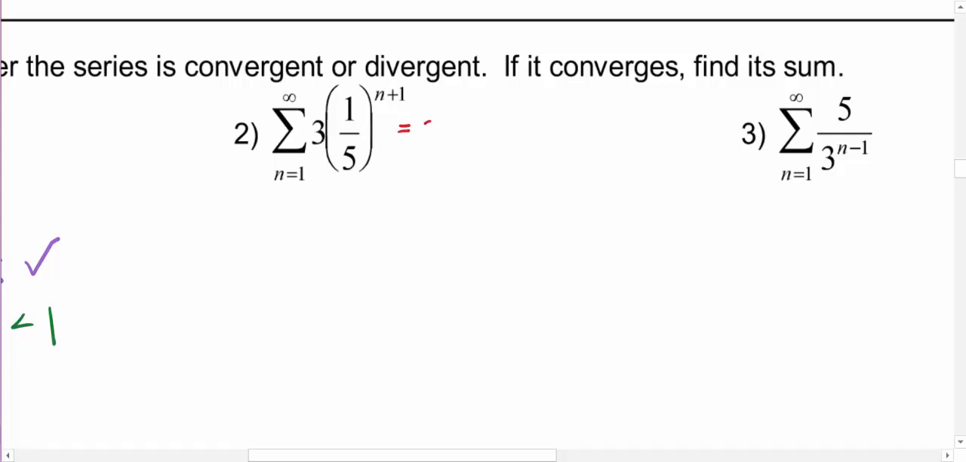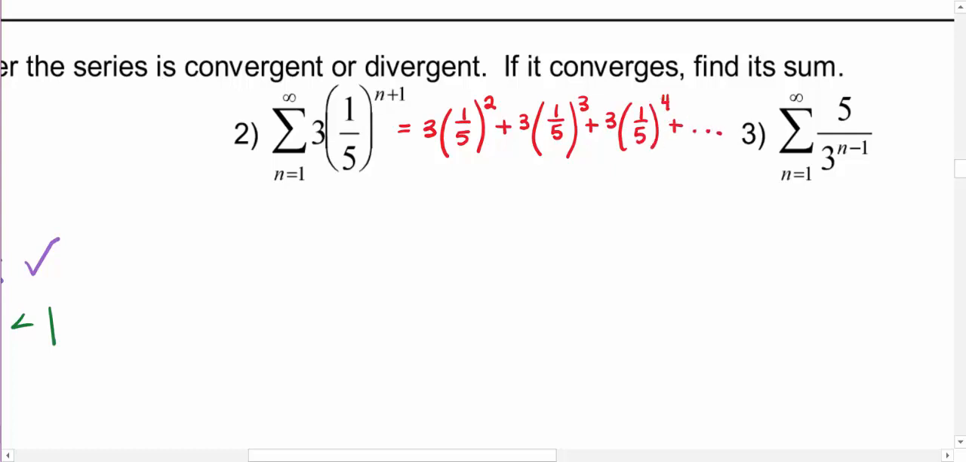So this will be 3 times 1/5. And if n is 1, I'm starting with 1/5 squared, plus 3 times, this will now be 1/5, and if n is 2, that'll be cubed. And I can probably see the pattern pretty quickly, but even if not, I at least find 3 terms.